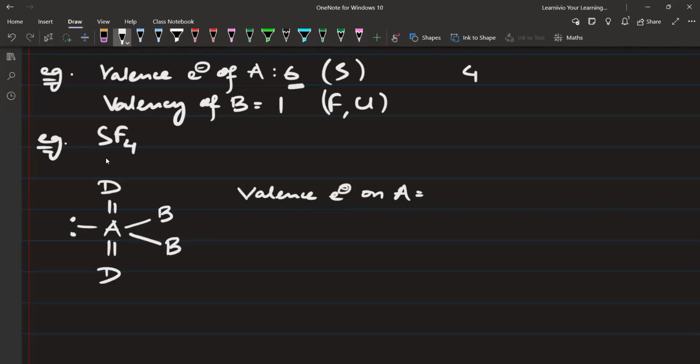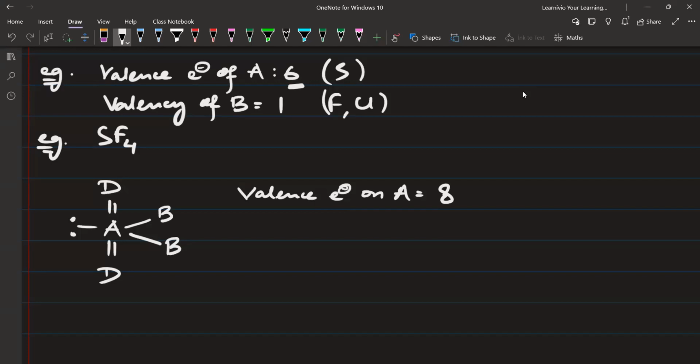4 bonds plus 1 lone pair. A pair means 2 electrons, right? Think about the same thing here. How many bonds? Not 4. We have a double bond also, right? Consider that double bond and tell me how many bonds: 6 bonds. 6 bonds and how many lone pairs? 1 lone pair, that means 2 electrons, meaning how much? 8 valence electrons. Make sense?